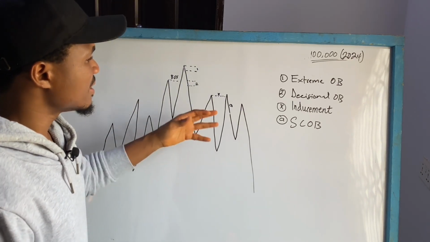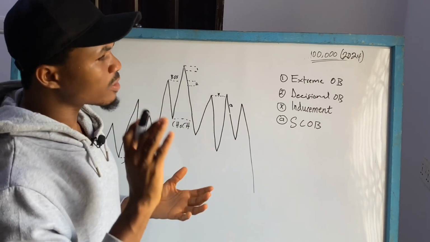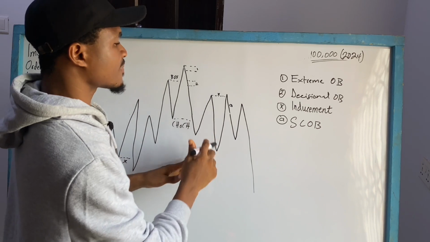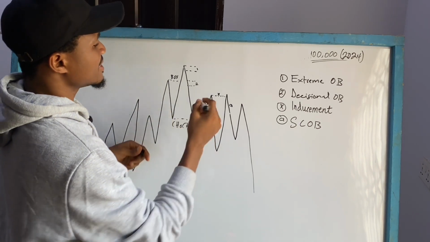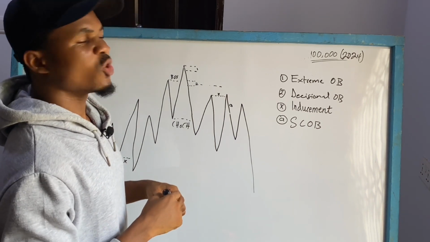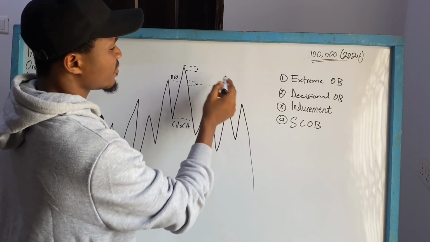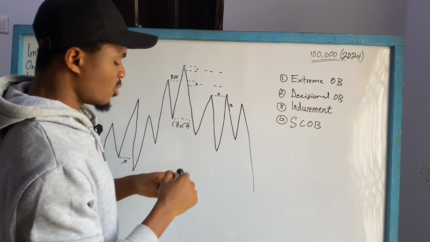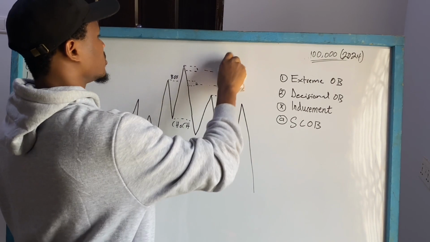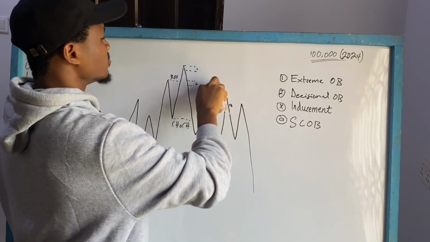But in this case, please take note of what I'm going to say over here, right? In this case, price has not been able to even reach this point, which is our decisional OB, not to talk of reaching the extreme OB. So what do we have to do then, right? Price has not been able to go to those spots.